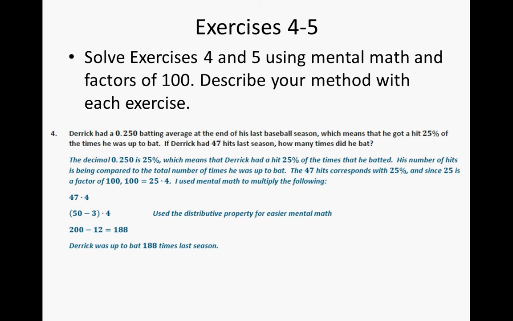So 100 is equal to 25 times 4. So we're going to do 47 times 4, which is the same as 50 minus 3. So I know what 4 times 50 is. That's 200. And I can do 4 times 3, which is 12. And now it might take a little bit of work to do 200 minus 12, which is 188.